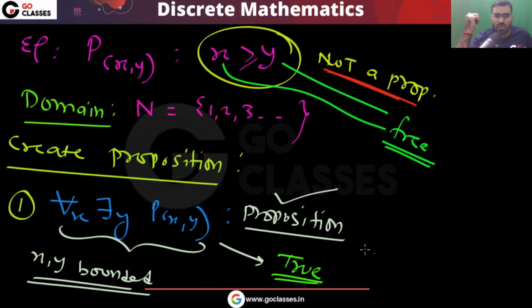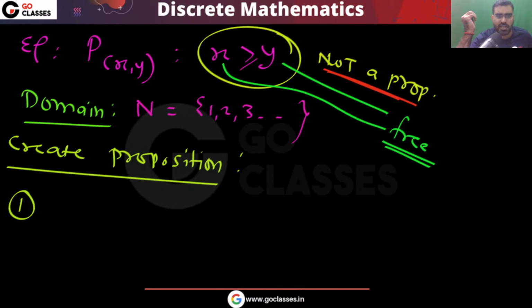Correct? For everyone there is someone. You can see that for 1 there is 1, for 2 there is 1, for 3 there is 1, for 4 there is 2. For everyone there is someone. So you can see this is true. Okay, so this is how you can create a proposition.